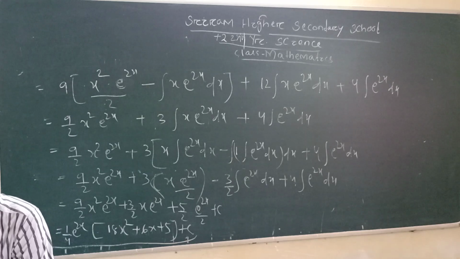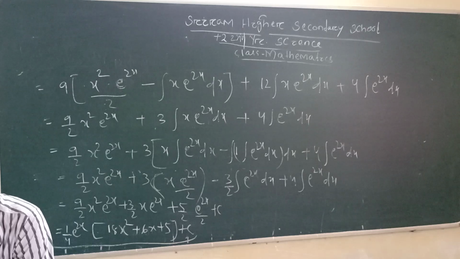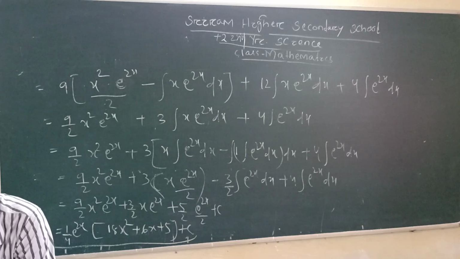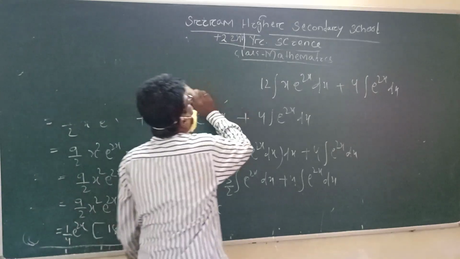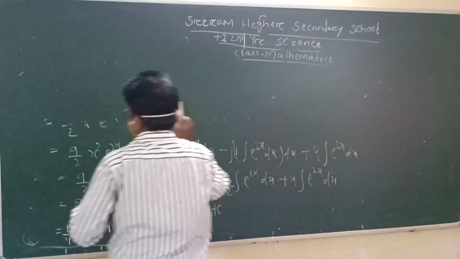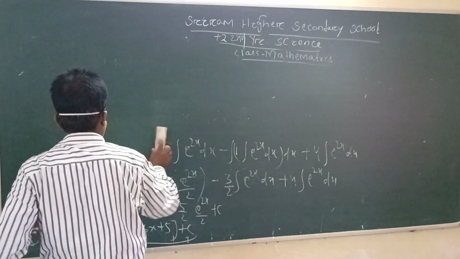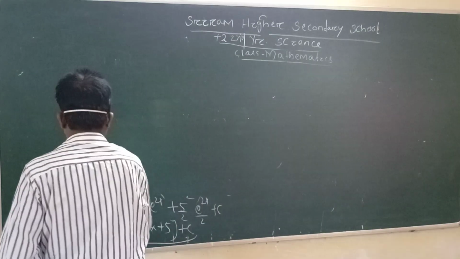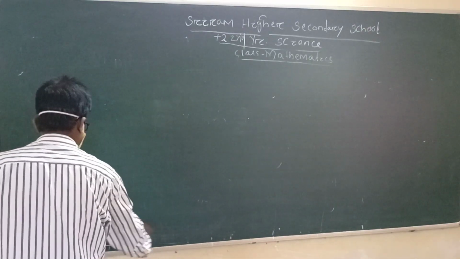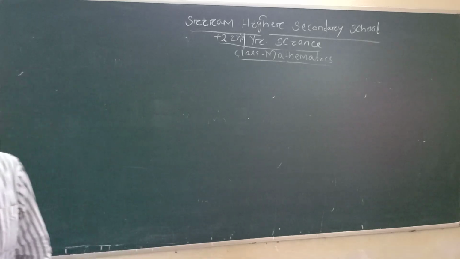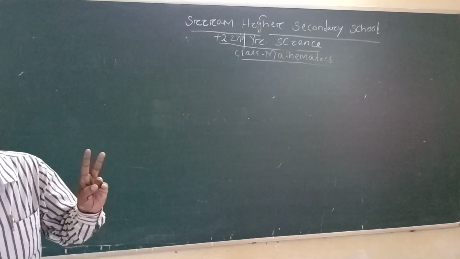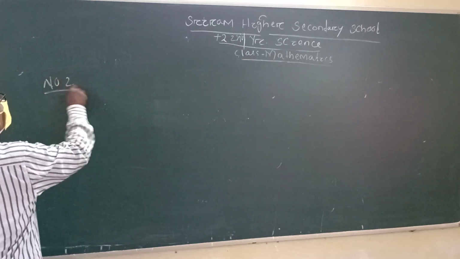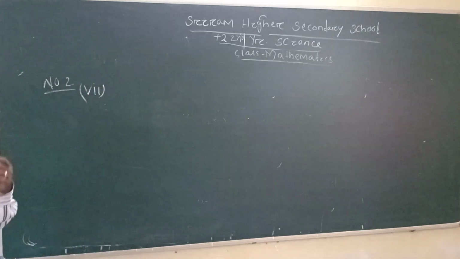If algebraic and trigonometry are multiplied, you take algebraic as the first function and trigonometry as the second function. So number 2, I am going to write down number V2i, V3i and x. Yes, now I'm going to number 2. Those are important that I am going to solve.